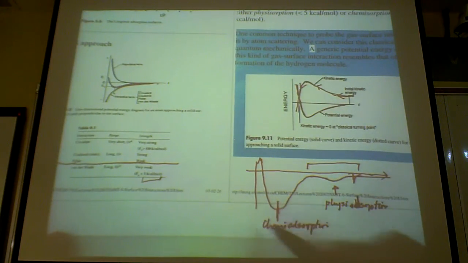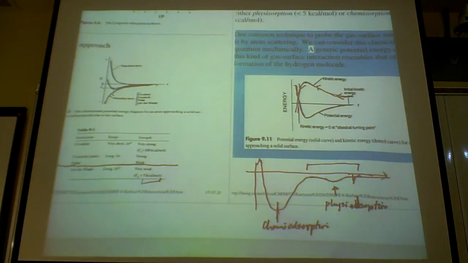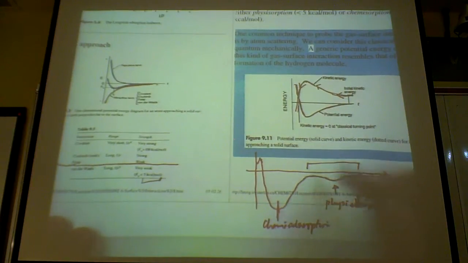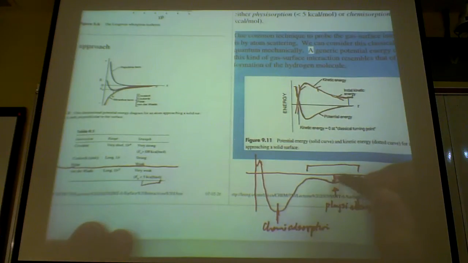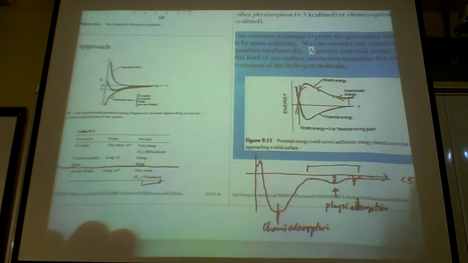You can see why, if you have something that's physically absorbed, it's rather easy to dissolve it. It's because the well is rather shallow. This well, when we're talking about the absorption energy, is of course less than 5 kcal per mole.